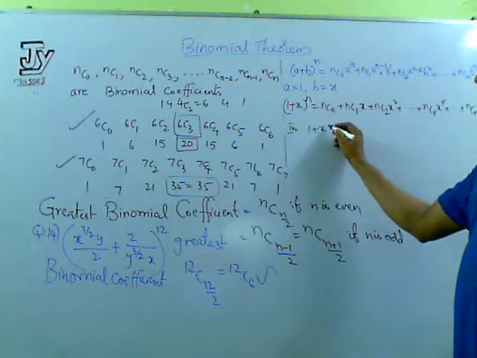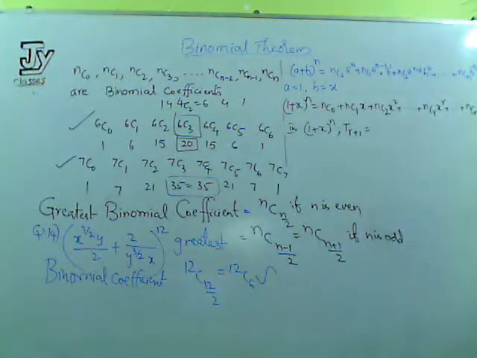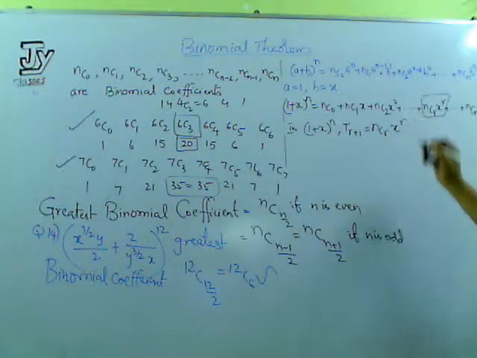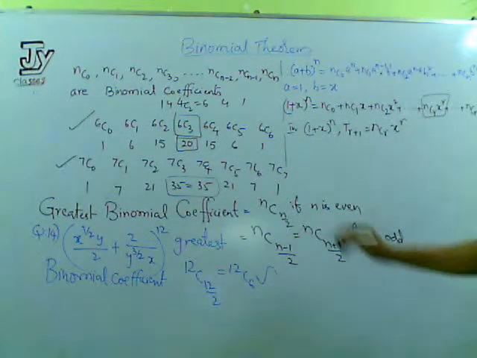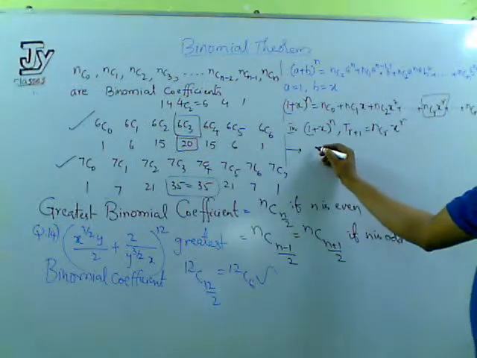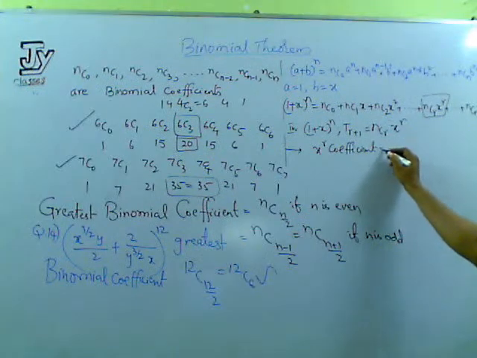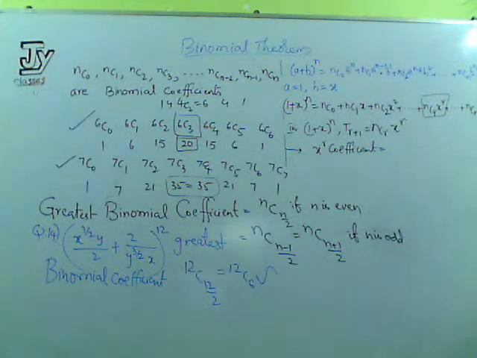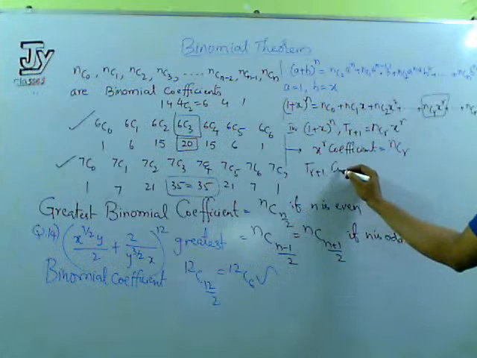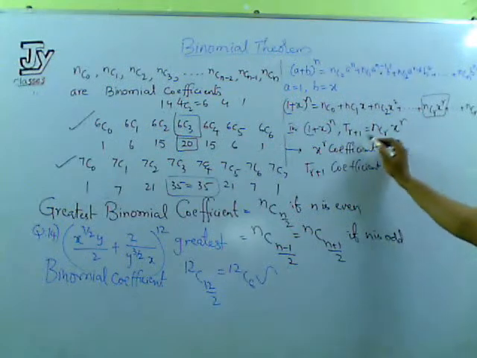In (1 plus x) whole power n, what is the general term? T(r plus 1). General term is this one: nCr x power r. Now two points we have to raise. What are the two points? First one is the x power r coefficient. What is the x power r coefficient? nCr. Now the second point is the T(r plus 1) coefficient. What is the T(r plus 1) coefficient? In T(r plus 1), what is the numerical?